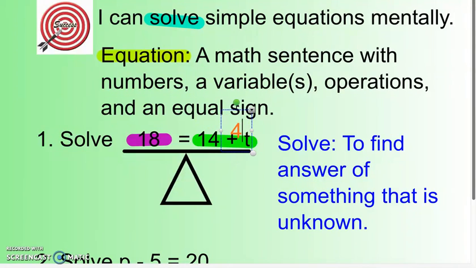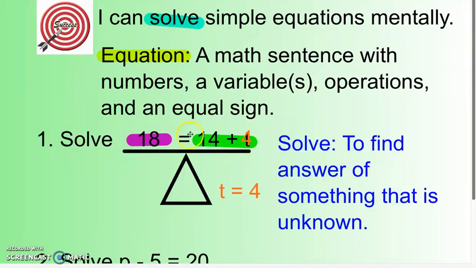I'm hoping that you said 4, because if I put a 4 in here, we have 14 plus 4 is the same as 18. And so that works. The way that we write the answer is t equals 4. Now, some of you maybe performed some operation in your head in order to get 4. What could you do with the 18 and the 14 to get to the 4? Yeah, you could subtract them. 18 minus 14 is 4.